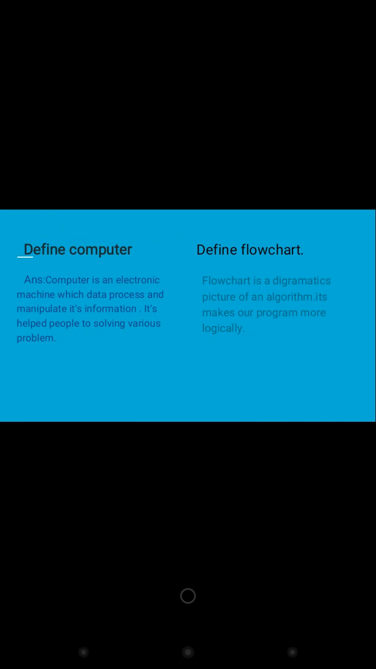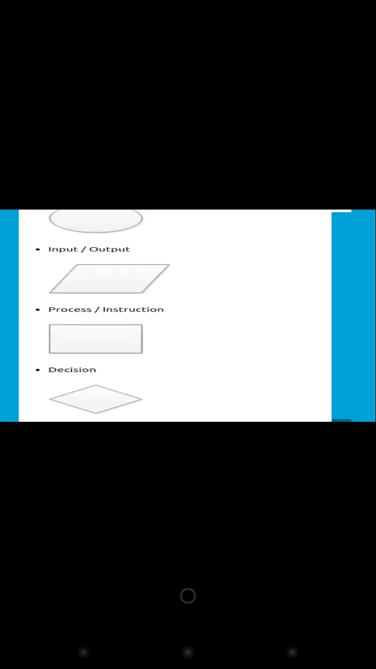Let's start. Define computer. Computer is an electronic machine which processes data and manipulates its information. Okay. Define flowchart. Flowchart is a diagrammatic picture of an algorithm. It makes your program more logical.